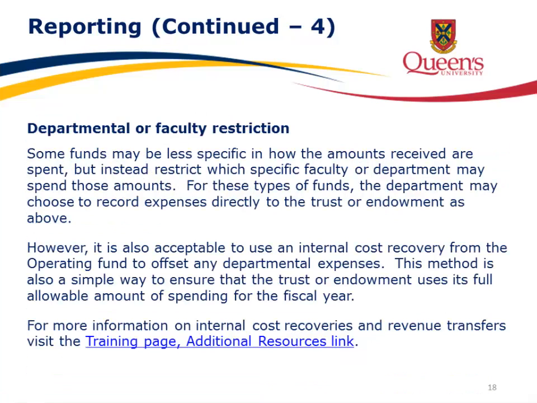Departmental or faculty restriction. Some funds may be less specific in how the amounts received are spent, but instead restrict which specific faculty or department may spend those amounts. For these types of funds, the department may choose to record expenses directly to the trust or endowment as above. However, it is also acceptable to use an internal cost recovery from the operating fund to offset any departmental expenses. This method is also a simple way to ensure that the trust or endowment uses its full allowable amount of spending for the fiscal year. For more information on internal cost recoveries and revenue transfers, visit the training page, Additional Resources link.